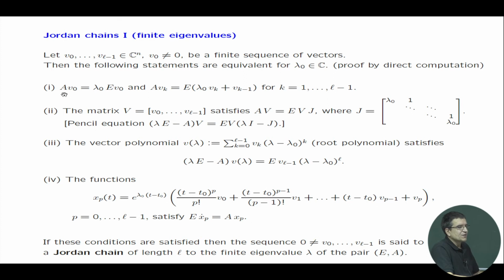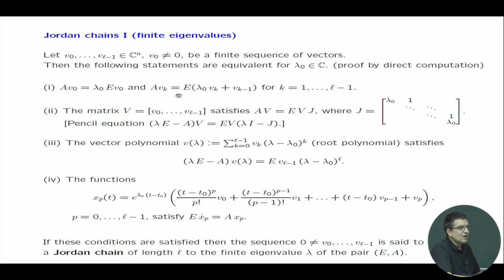So the first condition is that we have certain relationships between the vectors. The first vector should be an eigenvector, so solve this eigenvector equation, and then the other vectors are connected with each other via this equation here. In the standard case, you can just neglect the E factor, and then you have the usual definition of a Jordan chain. But here we have the E inserted.